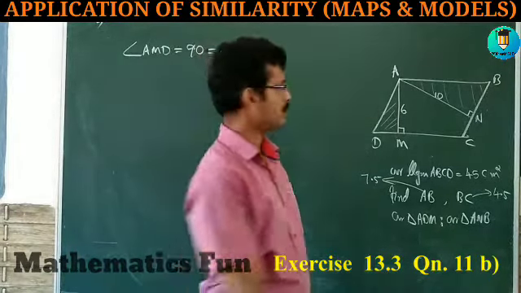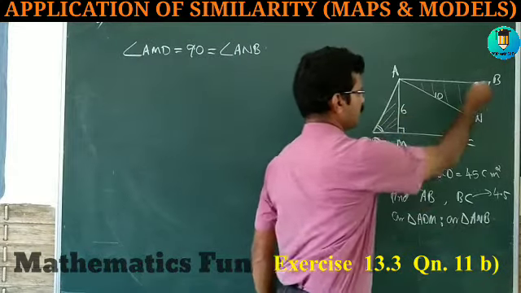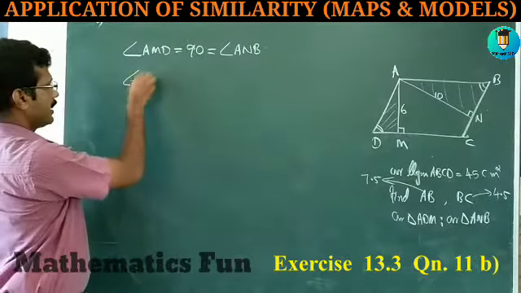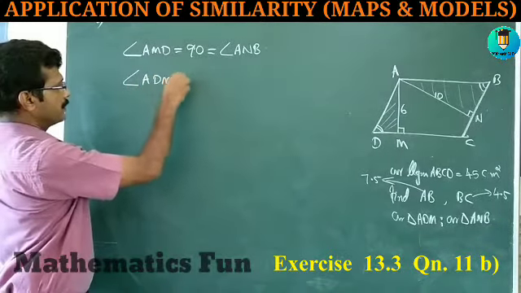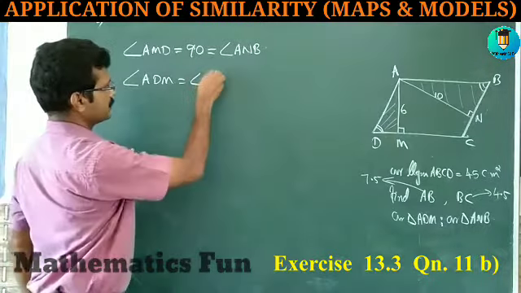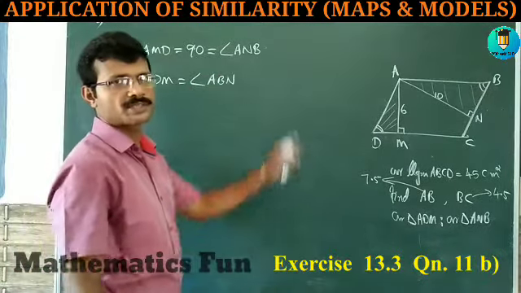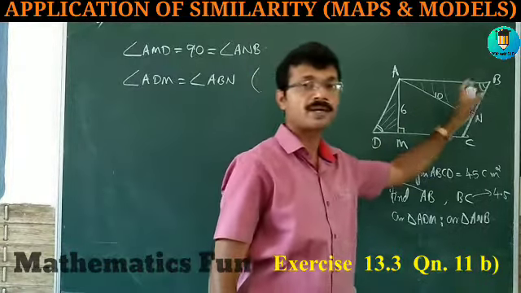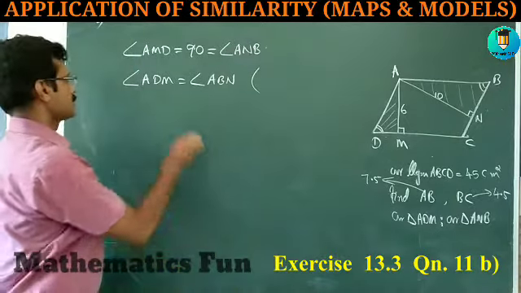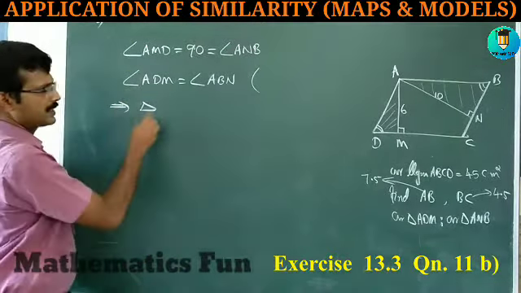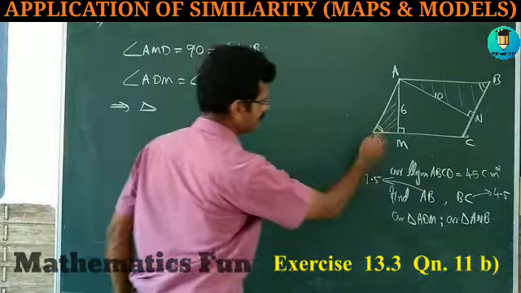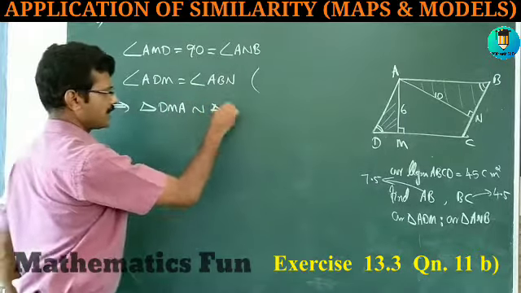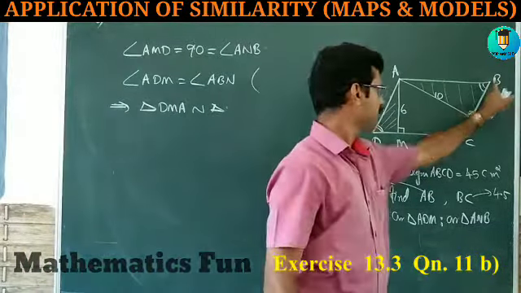And one more. We know in a parallelogram opposite angles are equal. This angle must be equal to this one. I can write angle ADM is equal to angle ABN, because opposite angles in a parallelogram are equal. You must write that reason. So this implies triangle DMA, whichever order I write here, the same order I write there: D, from D is B, then N, A.